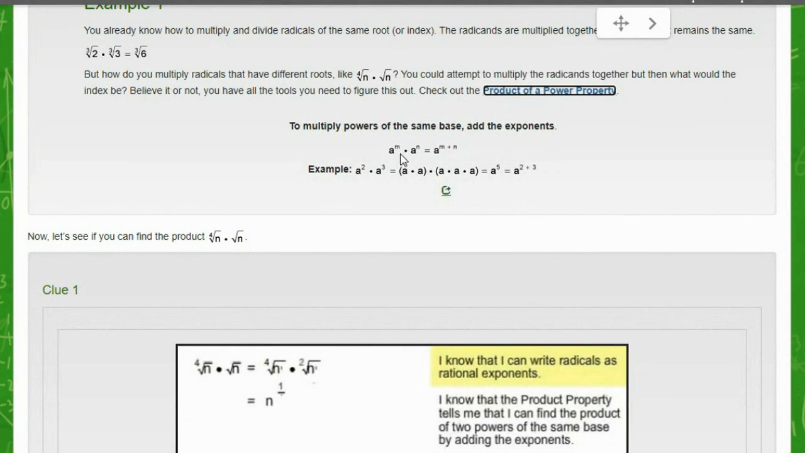That's what it's saying. So if we have a to the m power times a to the n power, we could just add m plus n together. A squared times a to the third is a to the fifth. That's what we did. We just used x in our example. So it says, okay, with that, can we find the product? So that's a good test for us. Can we do that? Let's see.